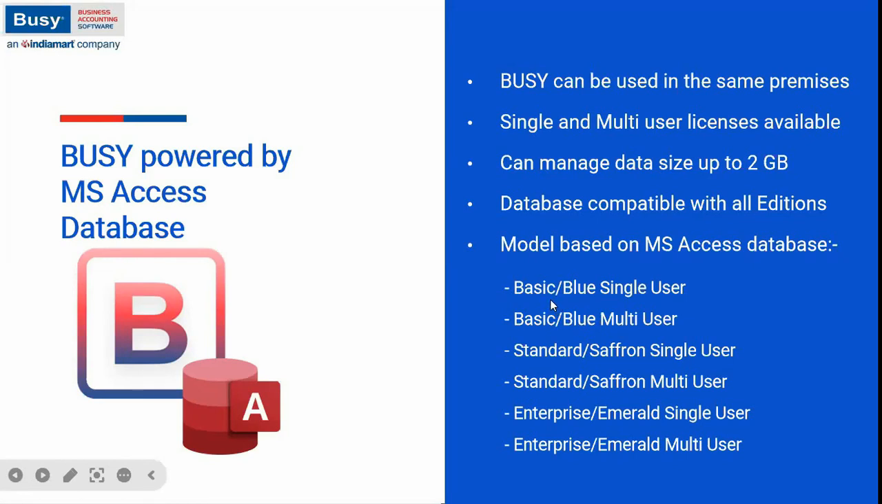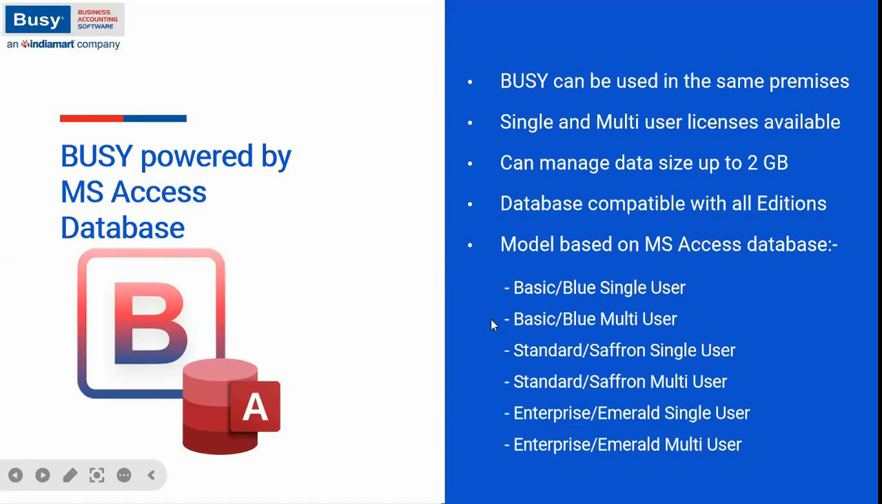In Busy, we have two types of licenses. One is the perpetual license, another is the subscription license. The perpetual license is a one-time investment license. If the user purchases the license, then after 1 year, if they do not renew it, only the GST features will not work. But other than that, the normal billing process can work. That is called a perpetual license.